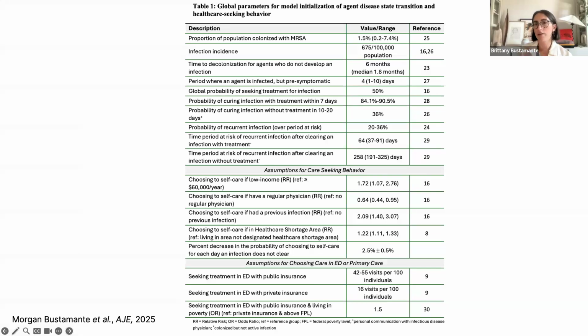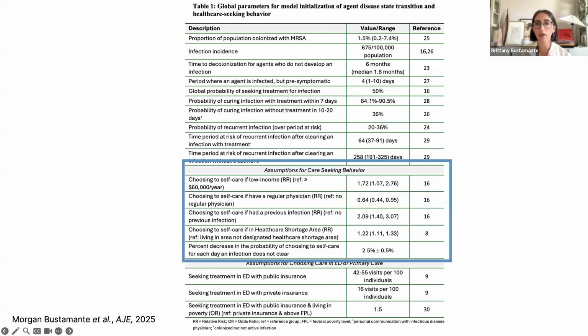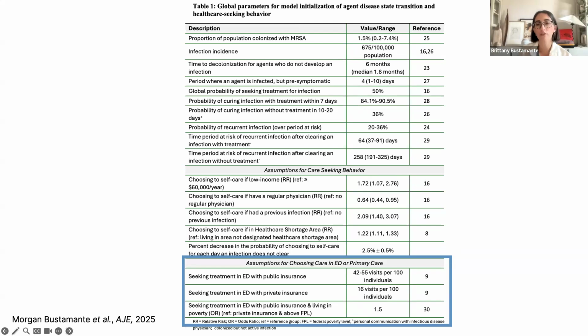So this table here summarizes that information, and these are the parameters that govern my ABM. We have information on disease dynamics, such as the proportion of the population that's likely colonized with MRSA at any given time, the global incidence, the probability of curing the infection with and without treatment, etc. We have information on care-seeking behavior, like how likely someone is to self-care at home based on their income, access to care, and experience with previous infections or infection severity. And then whether someone is likely to choose the emergency department based on their insurance status and income or resources.